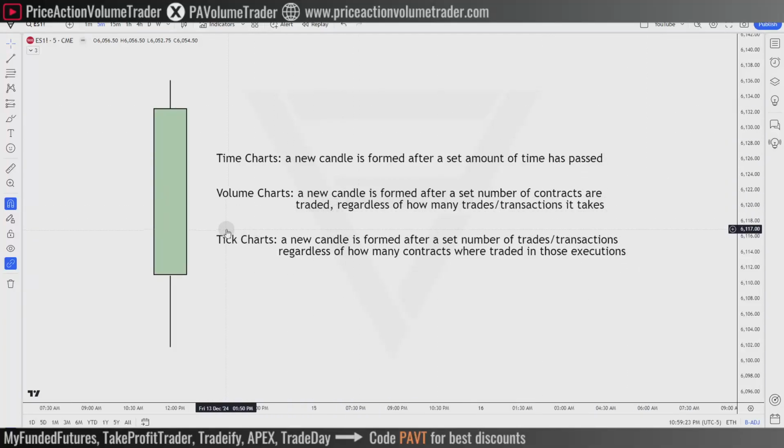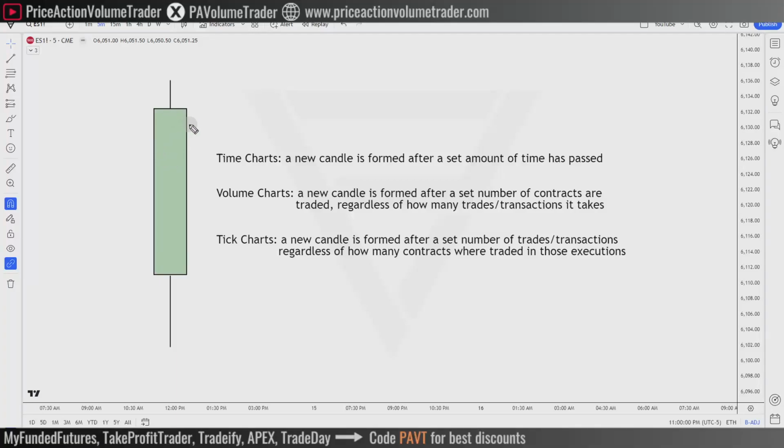So let's just quickly first do a comparison of the most popular types of charts, just the definitions, so we can understand what exactly tick charts are. So if we start off with time charts, time-based charts, this is what most people use. Basically, you have a candlestick with an open, a high, a low, and a closing price, okay? And a new candle is formed after a set amount of time has passed.